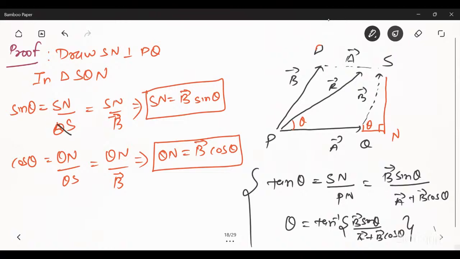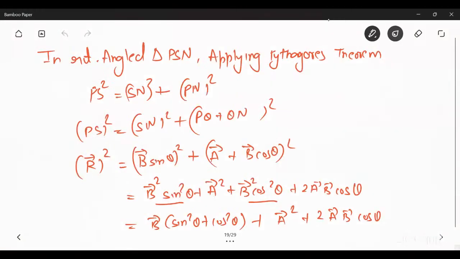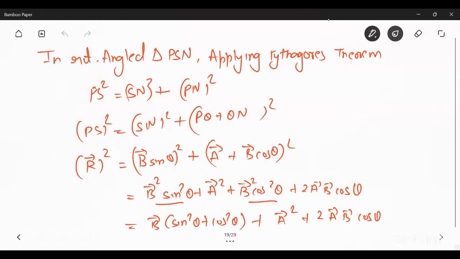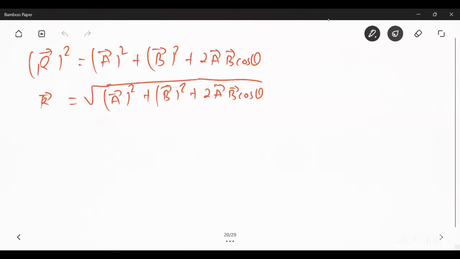Now, in right angle triangle PSN, applying Pythagoras theorem. So see the triangle PSN. So PS square is equal to SN square plus PN square, and we can write PN as PQ plus QN. PQ is A vector and QN is B cos theta. On solving, we will get R as under root of A square plus B square plus 2AB cos theta.